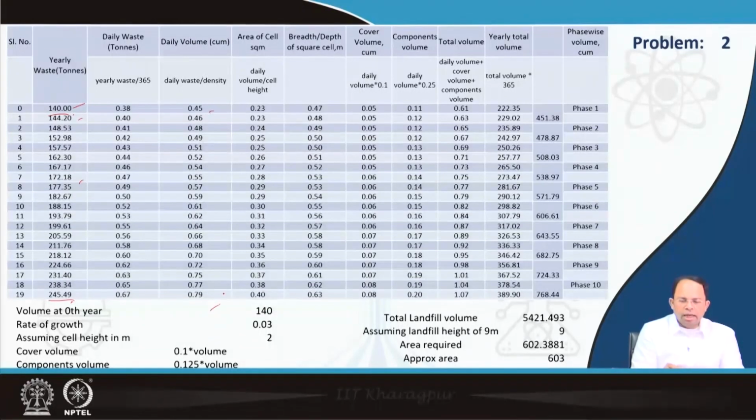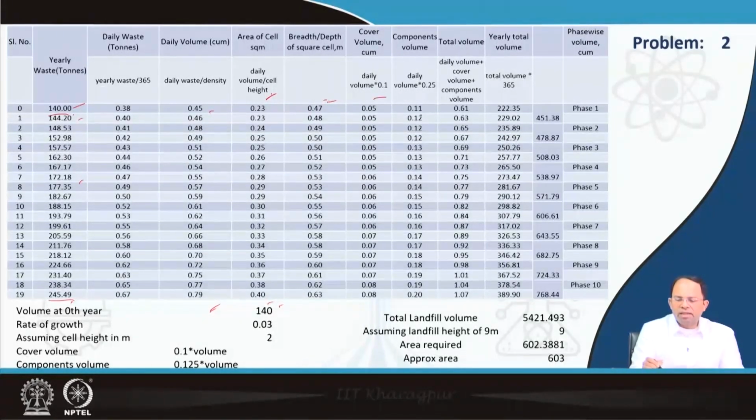different years, right? If the total volume is different, then the area for each cell that is required would also be different. So that is what is given here. The breadth, depth, and the size for each square cell would also be different. The size of the cell. This is the area of the cell. This is the length size of the cell.